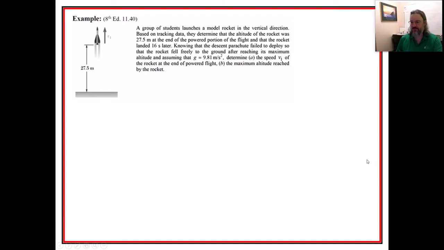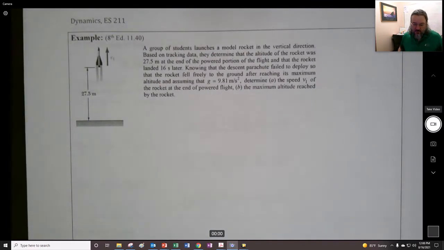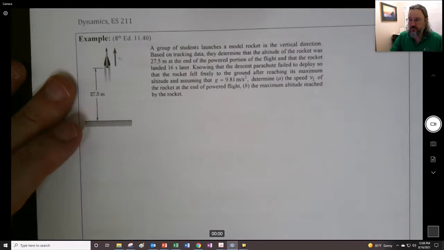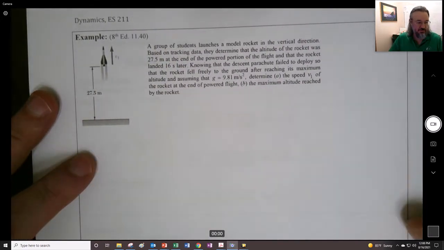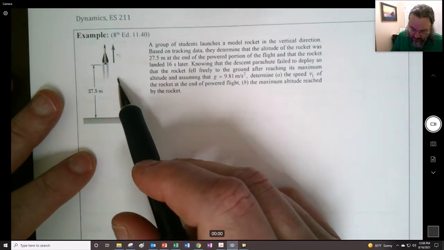It might also be the same as the current one, but I know that when this was picked out, it was from the 8th edition. All right. So this could actually be like a projectile motion problem, just by the way, but it's only in one dimension, so that still kind of works for our purposes. So we have a group of students. They launched this model rocket up into the air.